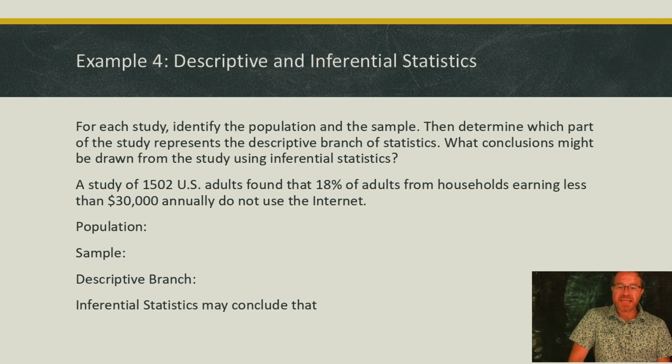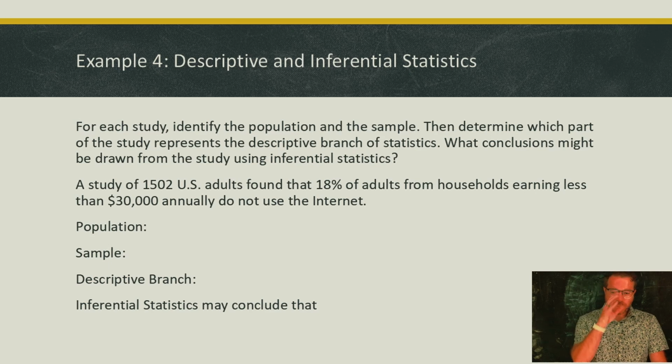Example 4. A study of 1,502 U.S. adults found that 18% of adults from households earning less than $30,000 annually do not use the internet. Okay, so in this case, this one wants to give us all the information about it. What is our population? What is our sample? What is the descriptive statistics from this? And what are some inferential statistics we might conclude from this?